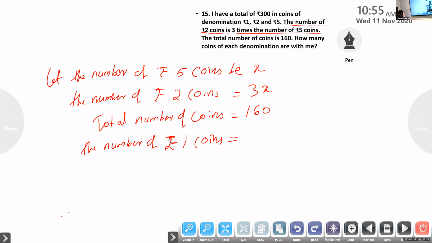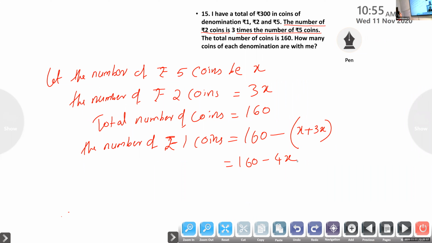So how many will be the rupees 1 coins? 160 minus 3x plus x. Yes, total is 160. From that, we will subtract rupees 5 coins and rupees 2 coins. Then you will get rupees 1 coins. Understood? So it is equal to 160 minus 4x. Rupees 1 coins is 160 minus 4x.